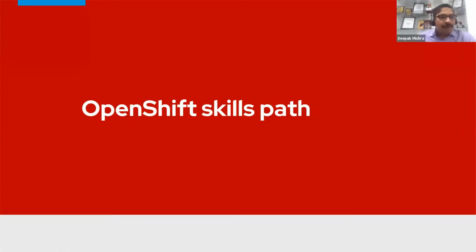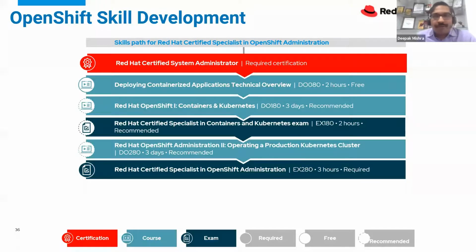So I will ask the moderator, Gaurav, if you can help me with the OpenShift skill development from Red Hat. I personally endorse OpenShift in all my customer meetings, and how the skill development works. Gaurav, would you like to help me with this? Yeah, why not, Deepak? Thank you so much.